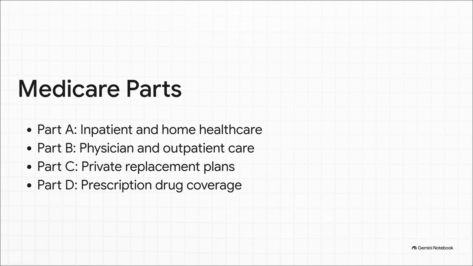Part B is paid out via Social Security. That's your standard outpatient services and everyday physician care, and it typically pays about 80% of approved expenses. Then we have Part C, which are Medicare Advantage or private replacement plans. These roll parts A and B together, and they usually throw in extras like vision or dental. And lastly, there's Part D. This was added back in 2006, and it specifically handles prescription drug coverage.